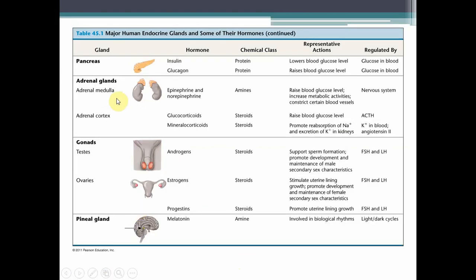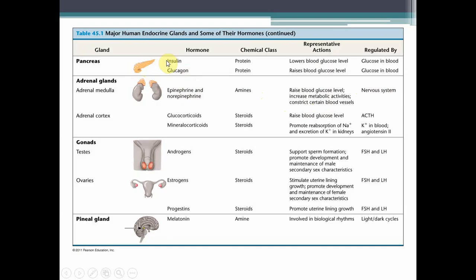In the adrenal glands, we have the adrenal cortex, which secretes glucocorticoids and mineralocorticoids. They are steroid in nature, made from cholesterol. Glucocorticoids raise blood glucose levels, and mineralocorticoids promote reabsorption of sodium and excretion of potassium. Glucocorticoids are cortisol, mineralocorticoids are aldosterone. Then we have the adrenal medulla. They are amines in nature. They are regulated by the sympathetic nervous system, and raise blood glucose levels, increase metabolic activities, and constrict blood vessels. They are under the nervous system.